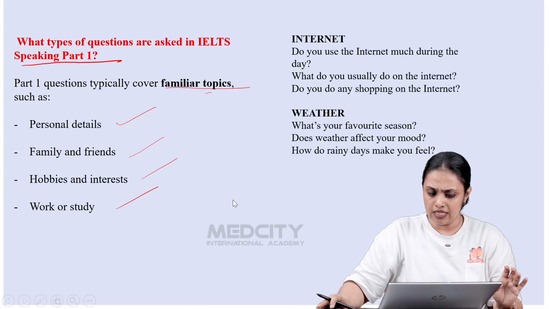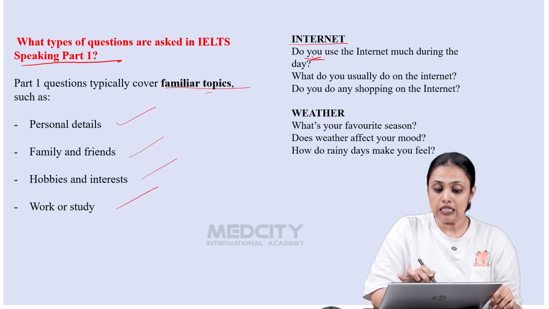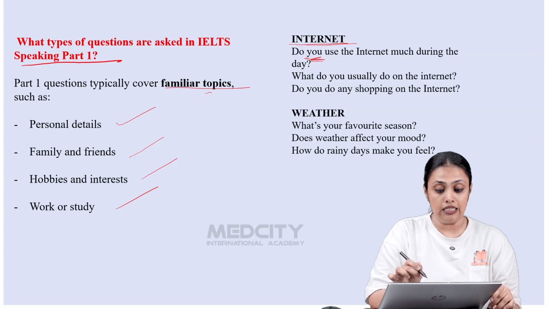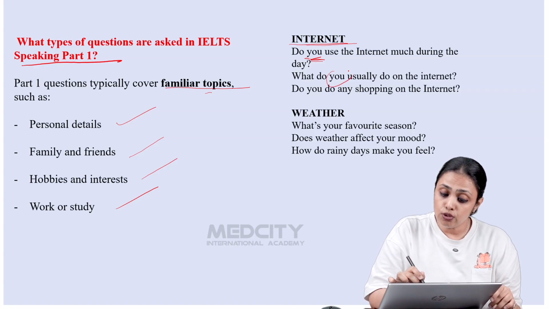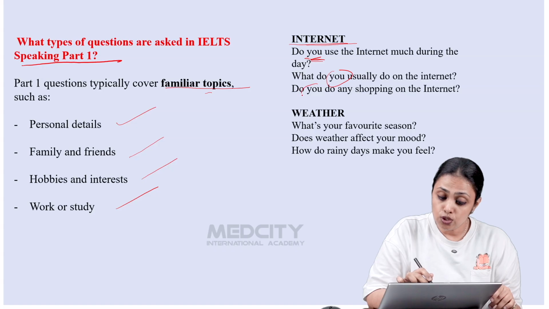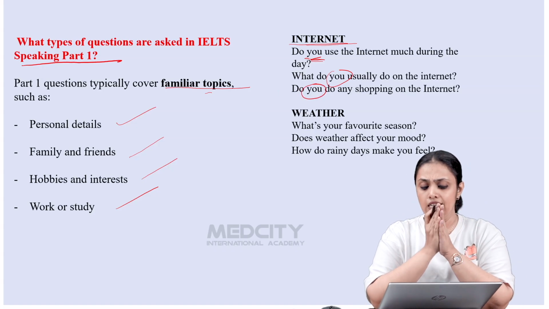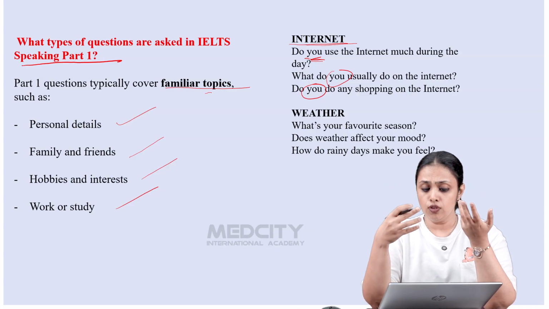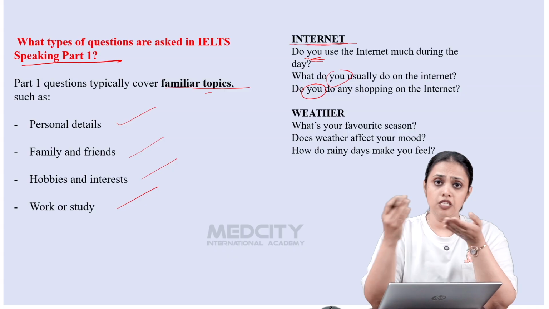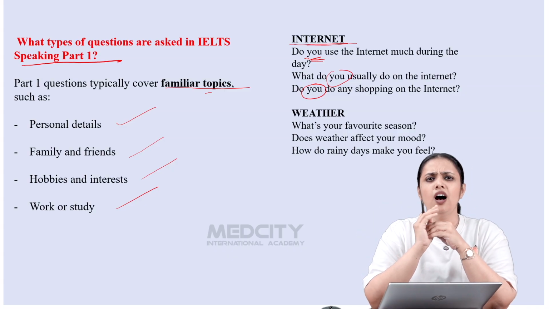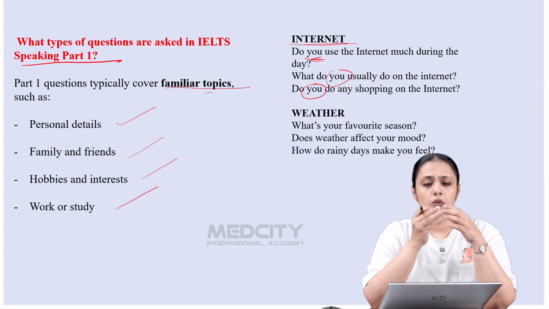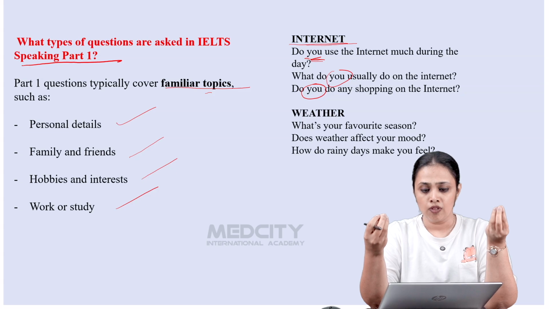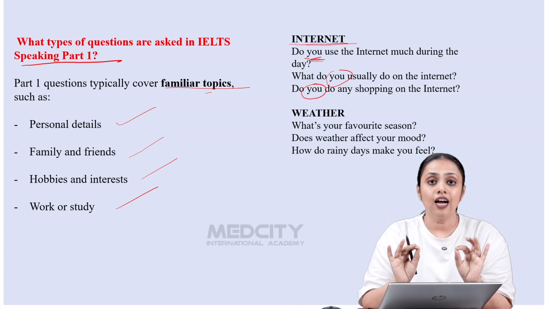I'll show you a few examples. Suppose the topic is related to the internet, the question can be, do you use the internet much during the day? Or it can be, what do you usually do on the internet? Or do you do any shopping on the internet? It's all directly related to you, so you can give the answer honestly. If you do shopping on the internet, you can say yes and expand on that idea. If you don't, you can say that I'm not a person who generally prefers to shop on the internet. I prefer or I love going to the stores and buying things. So it's all related to you, so they are not unfamiliar.